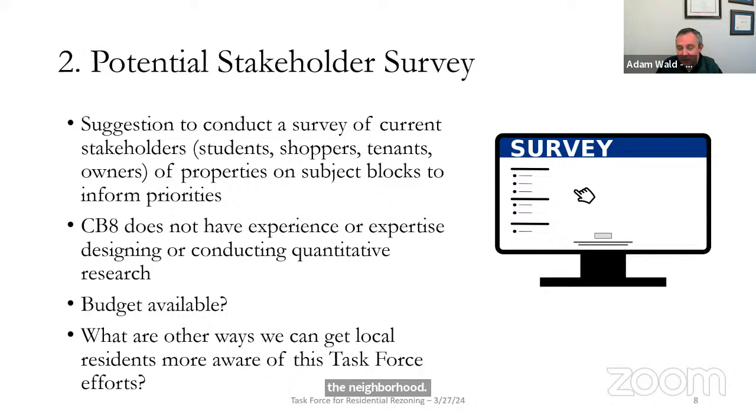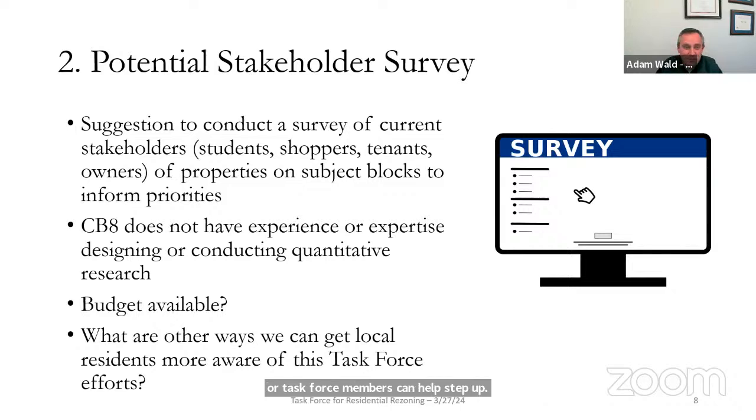So what we've discussed internally is that CB8 does not have the experience or expertise designing or conducting the quantitative research. And we are going to need help doing that or understanding how we can do that internally. We need to also understand what budget we have available, whether that comes from the council members, or the borough president, or our internal community board budgets. And we want to understand what other ways we can get local residents more aware of the task force efforts. That's where our committee members or task force members can help step up and assist us in our efforts.